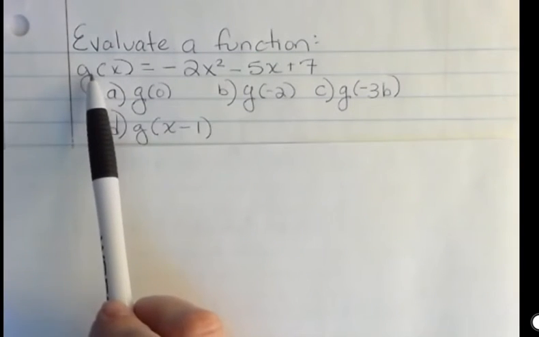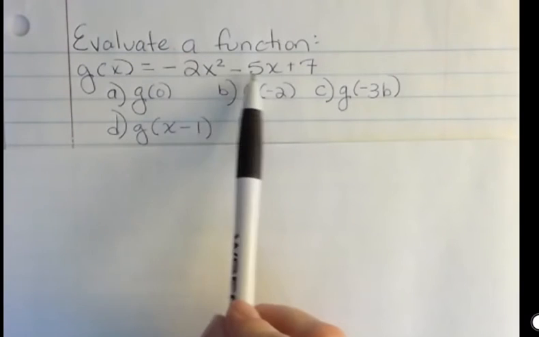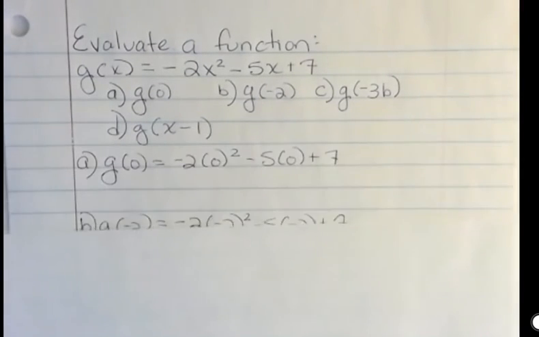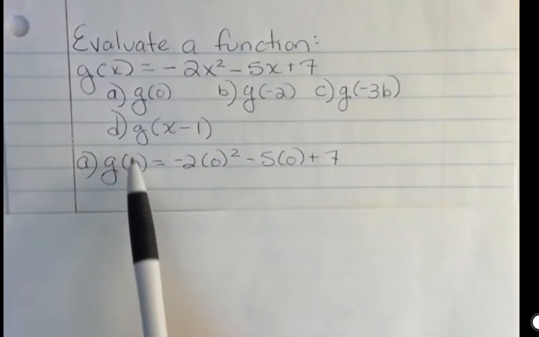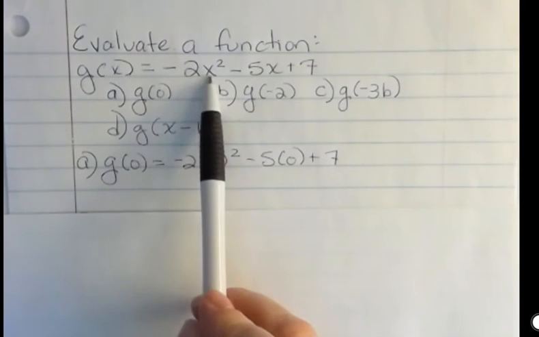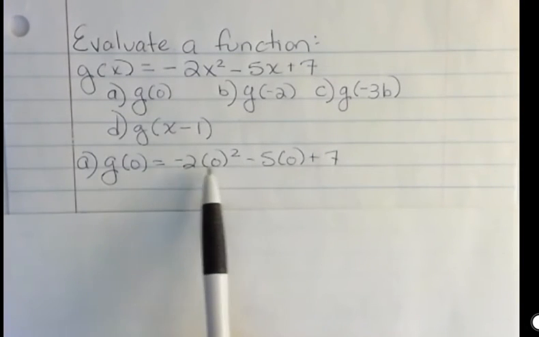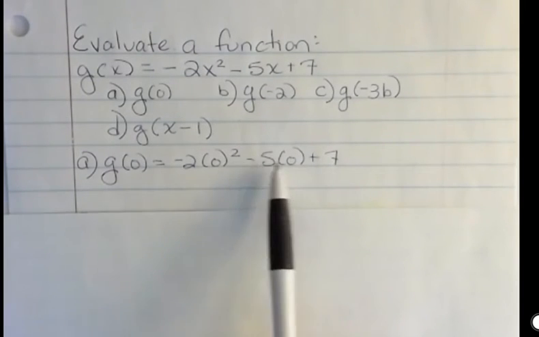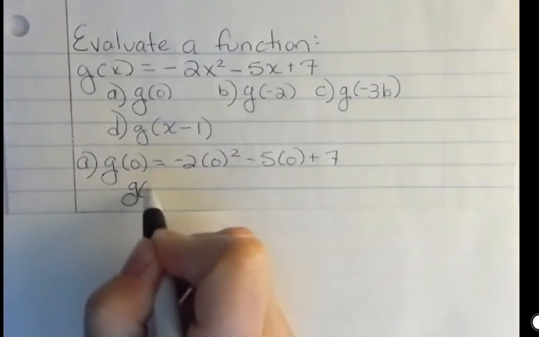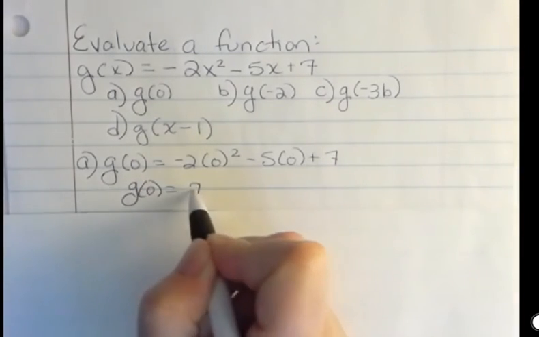Notice this function name is g. X just says that's the variable that we start off with. We can put a different variable in there as we evaluate. The first one, the very simple one, is g of 0. So if we're evaluating g for 0, I'm just replacing the x that was here with a 0. We can see that 0 squared times negative 2 is 0, 5 times 0 is 0, and hopefully you can easily see that g of 0 would just be 7.